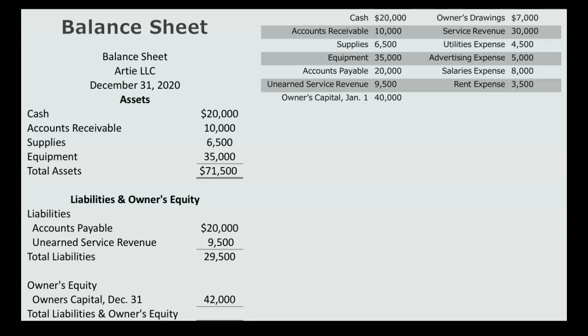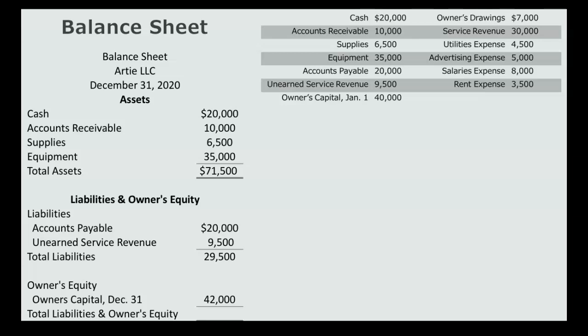Now, a common mistake here would be to just go up and grab that $40,000 that we see given to us as our owner's capital on January 1st. But remember, that was January 1st of 2020. That was 365 days before we are preparing this balance sheet. This balance sheet's being prepared on December 31st of 2020. So our owner's capital amount has changed since January 1st, so we want to show the new updated owner's capital amount here on our balance sheet.